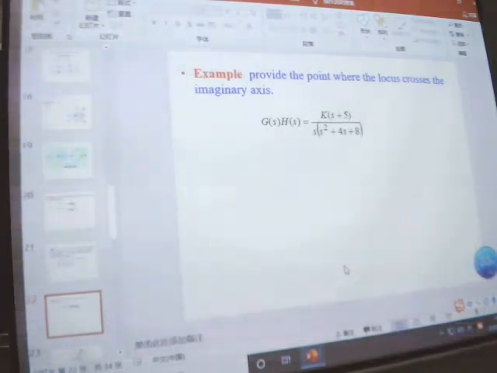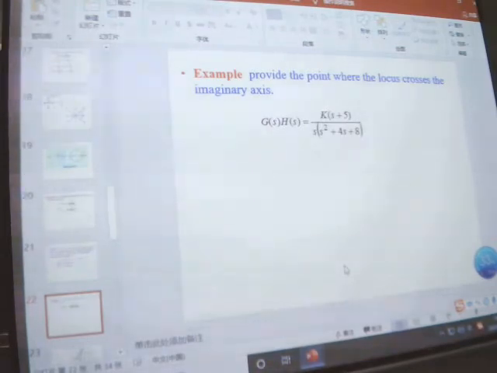So what is this? 1 plus k is power, and s square. So 0. And then s is substituted by I omega. And we can get k I omega plus 5 and I omega plus s square is 1 minus s square plus 4 omega plus 8 and then equal to 0.